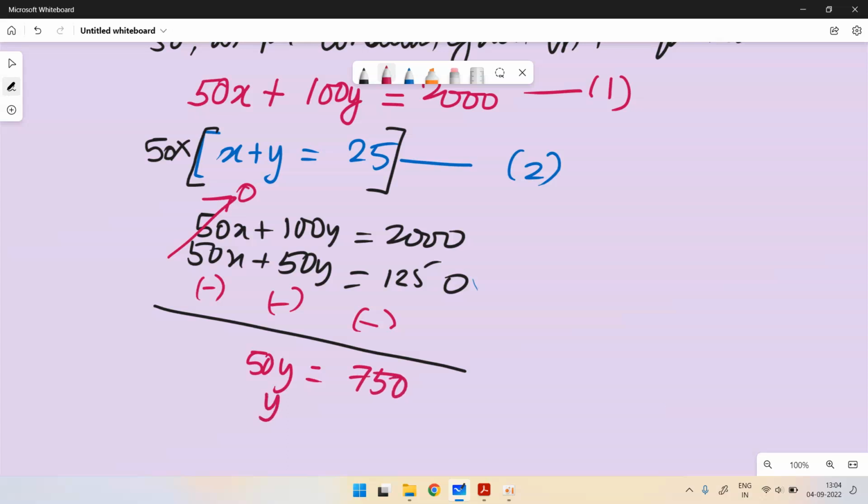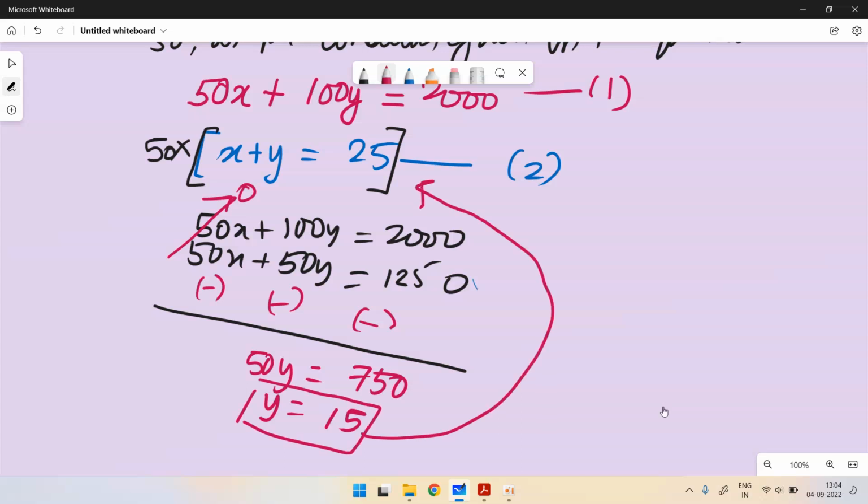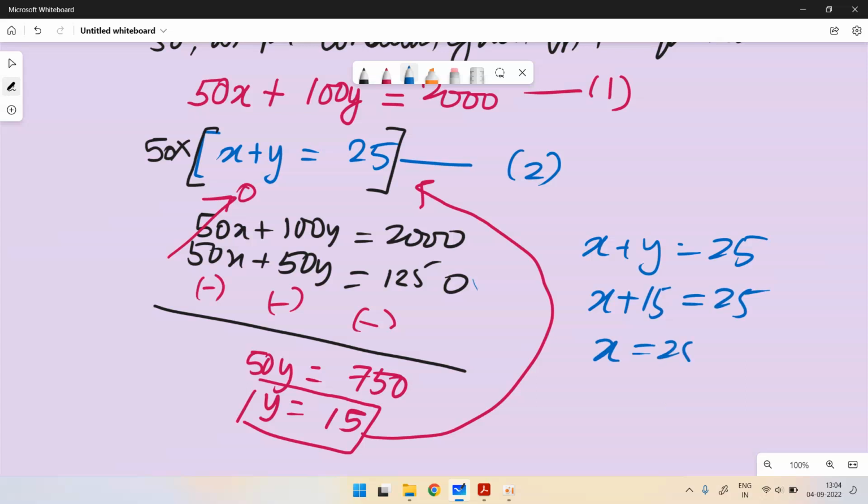So the value of y is nothing but, the 0s cancel, 750 divided by 50 is 15, so y equals 15. Now if you put the value of y here, x plus y equal to 25, that is x plus 15 equal to 25, which implies that x equals 25 minus 15, nothing but 10. The value of x is 10.